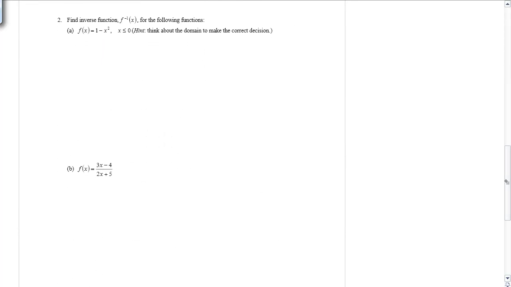Next, problem number 2, to find the inverse functions for the following two functions. The first one, f(x) equals 1 minus x squared, and there is a domain attached to this function. It says that x has to be smaller than or equal to 0, which tells you that the domain of the original function is the range of the inverse function.